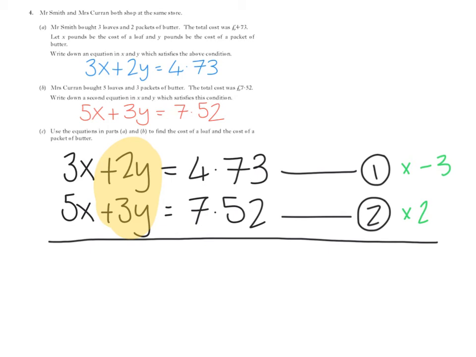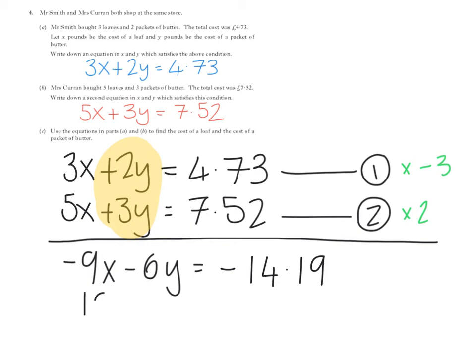Looking at equation number 1, first of all, we have negative 3 times 3x, which is negative 9x. Then the negative 3 times the 2y, which is negative 6y. And then we have negative 3 times £4.73, which is negative £14.19. Moving on to the second equation, multiplying by 2. 2 times 5x is 10x. Then 2 times 3y is 6y, positive 6y. And then 2 times £7.52 is £15.04.